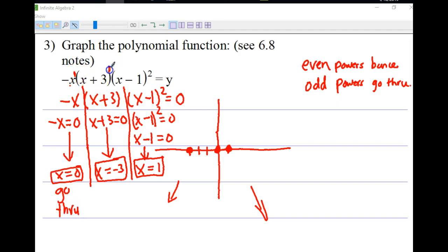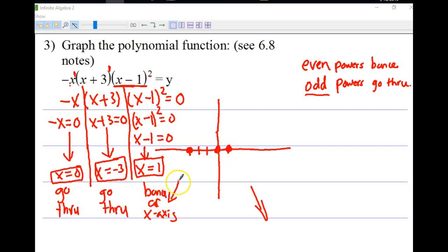X plus 3 is also a 1st power. That's also an odd, and therefore this root, the graph will go through it as well. But this particular factor has an even power, and even powers bounce off of the x-axis. So I'll show you what that looks like. That's this one right here.